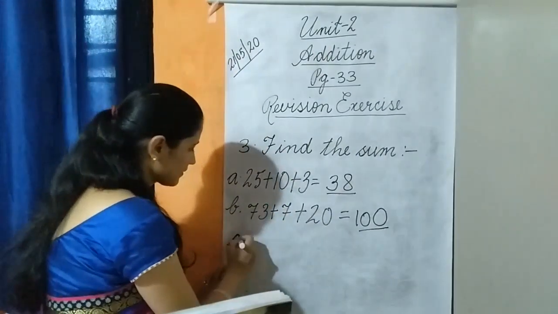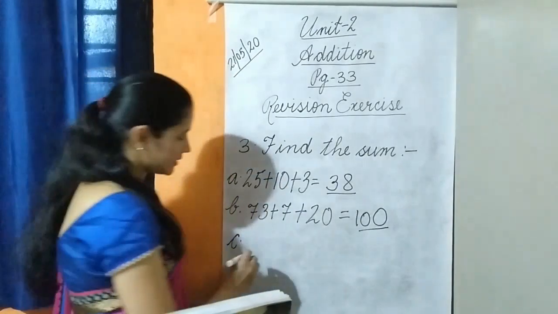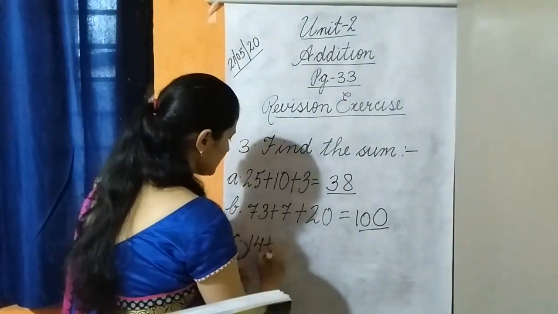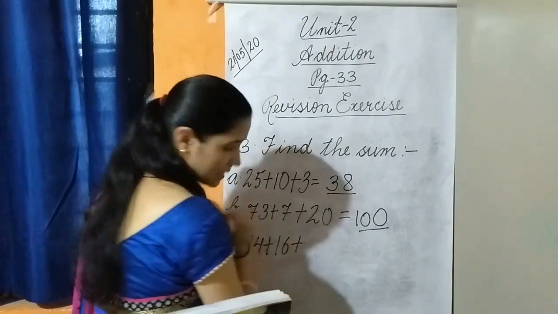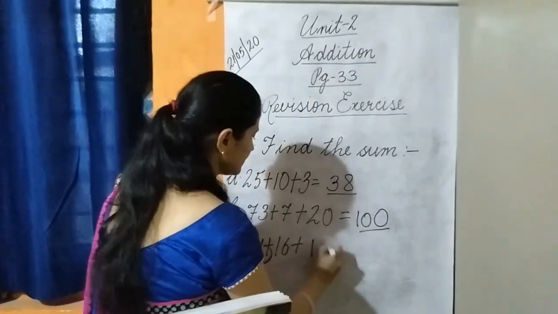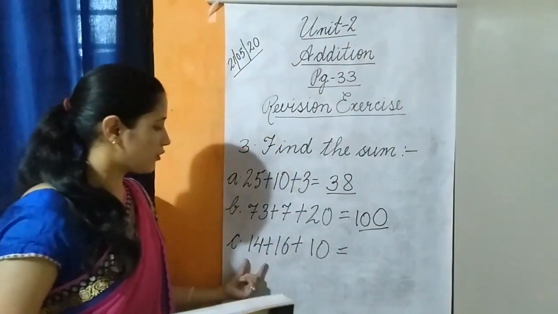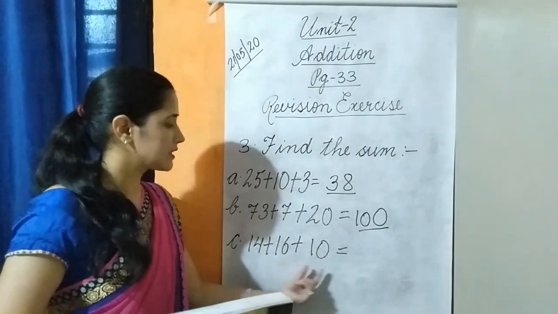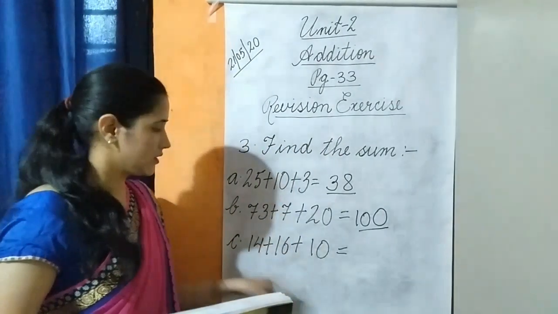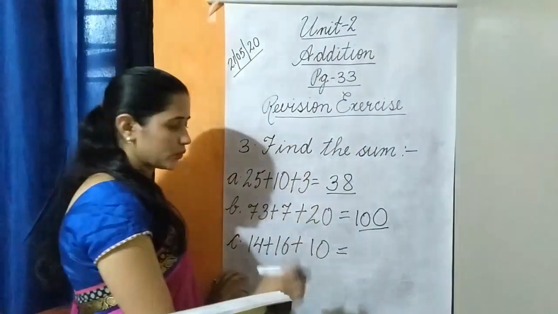C is 14 plus 16 plus 10. 14 plus 16, 30, 30 plus 10, 40. Now we will add according to their place values.